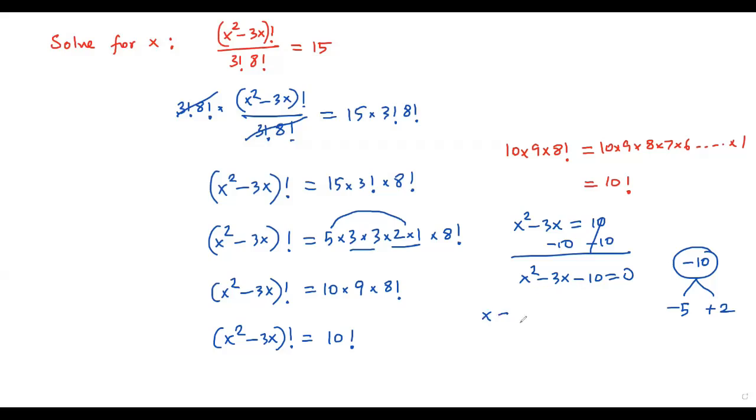So for the two values of x, you just have to change the signs of the two factors. The first value of x is positive 5, the second value of x is negative 2. I just changed the signs of these two factors to get the values of x. Okay, I solved the given equation and I got two values for x, 5 and negative 2.